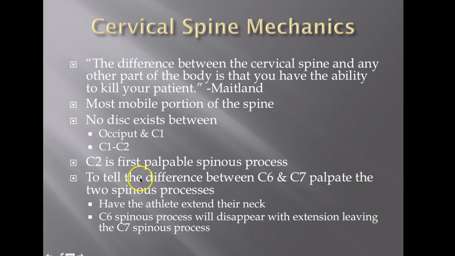So it says C2 is the first palpable spinous process. So this is just for palpation purposes. As you're evaluating the athlete and you're putting your fingers along the spine, the first vertebrae that you're going to feel below the base of the skull is going to be C2.